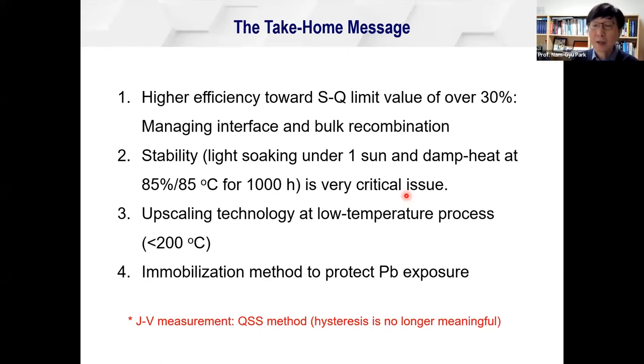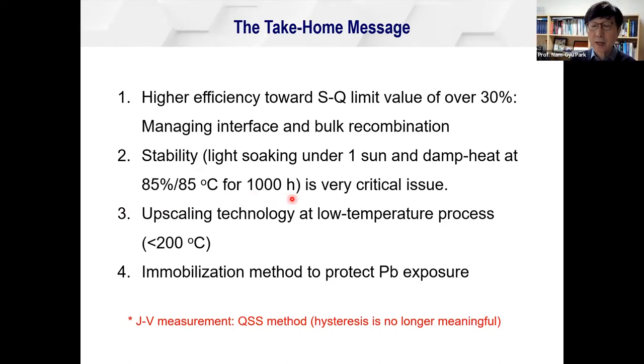I'd like to wrap up my talk. A higher efficiency toward the Shockley-Queisser limit value of over 30% is possible by managing interface and bulk recombination. Stability is a very critical issue. There are light soaking, humidity, heat tests, and thermal tests. So for instance, the temperature test is very important.